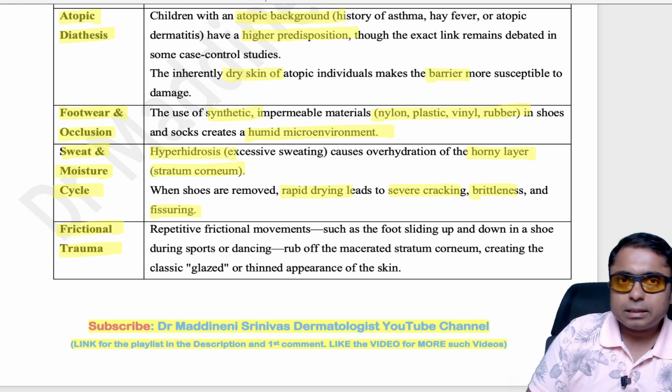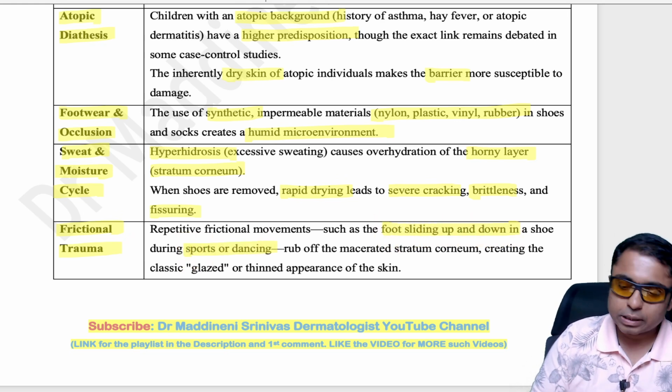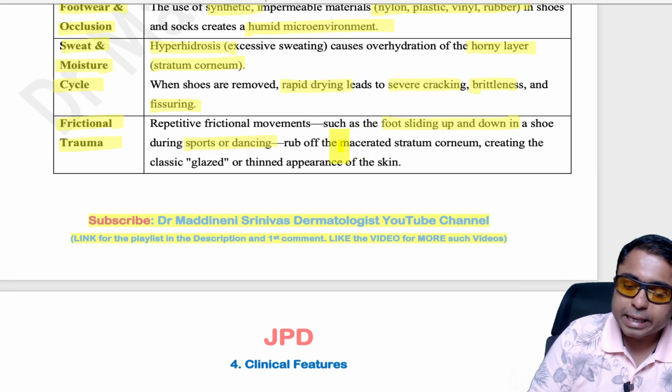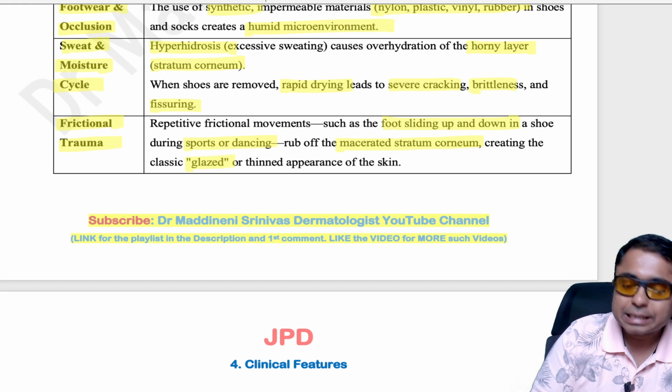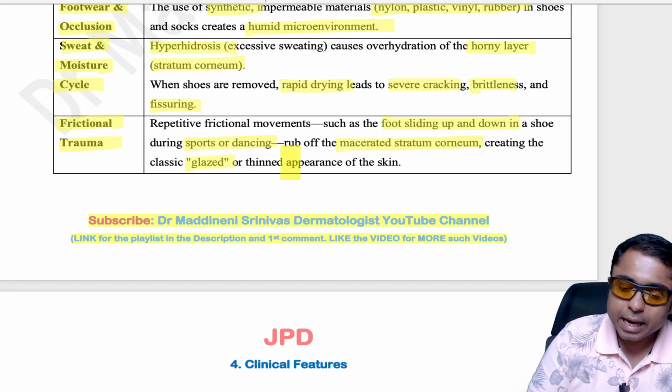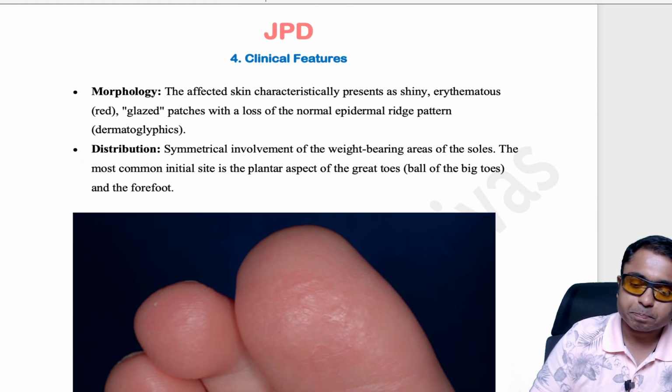Frictional trauma: the repetitive movements of the foot sliding up and down in the shoe during sports and also during dancing may cause the macerated stratum corneum to be removed, leading to the classic glazed or shiny thinned appearance of the skin. I will show how it looks in the upcoming slides.